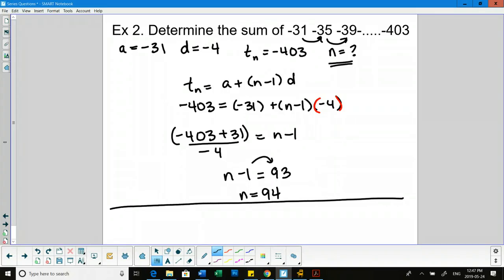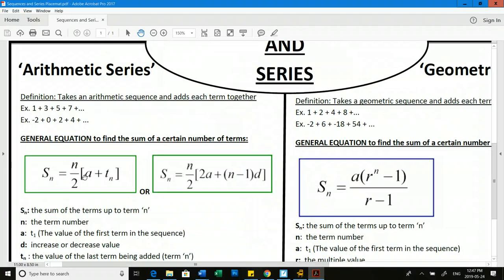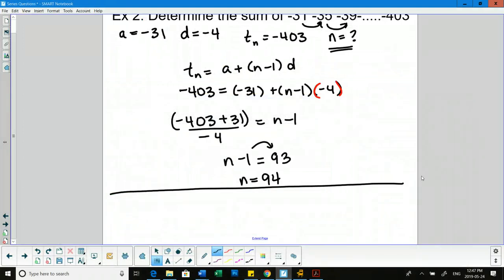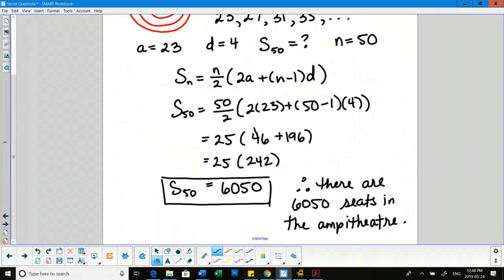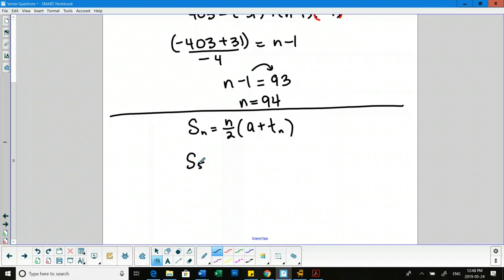So now I can actually apply one of these 2 formulas. So I'm focusing in on these guys over here. Which one should I use? The first one. Why do you say the first one, Natalie? Because we see n. We know the value of the 94th term. It's negative 403. So that will save us a little bit of time. So I'm going to plug into this formula, and when I know the first term of the sequence and the last term, I get to use this formula. Just saves a little bit of plugging in.